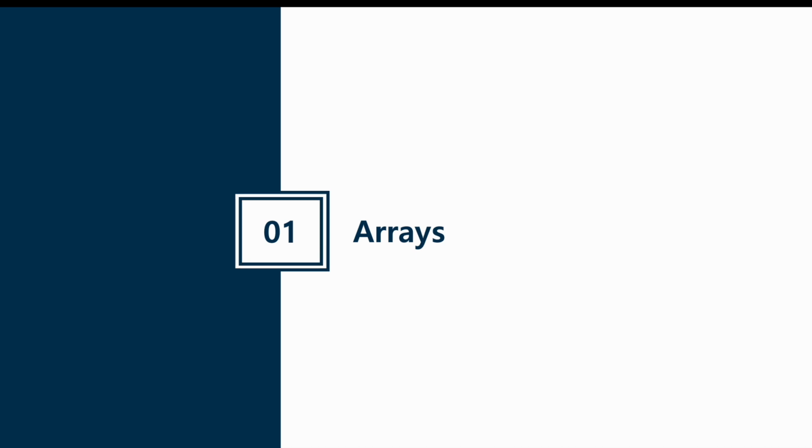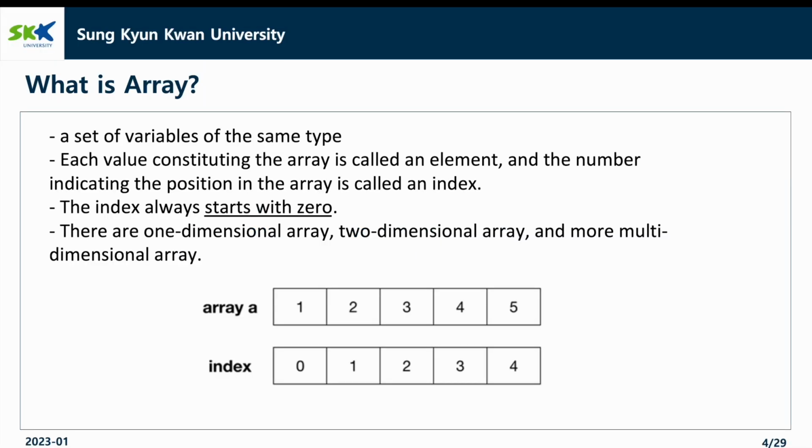First, let's learn about array. Array is a set of variables of the same type. Each value constituting the array is called an element, and the number indicating the position in the array is called an index. The index always starts with 0.